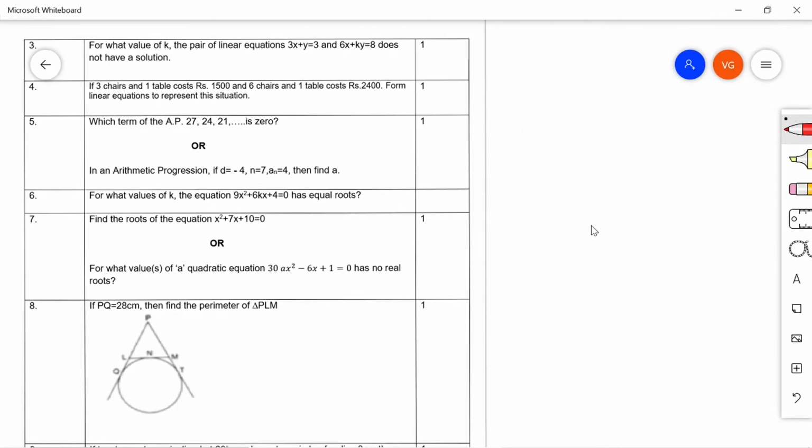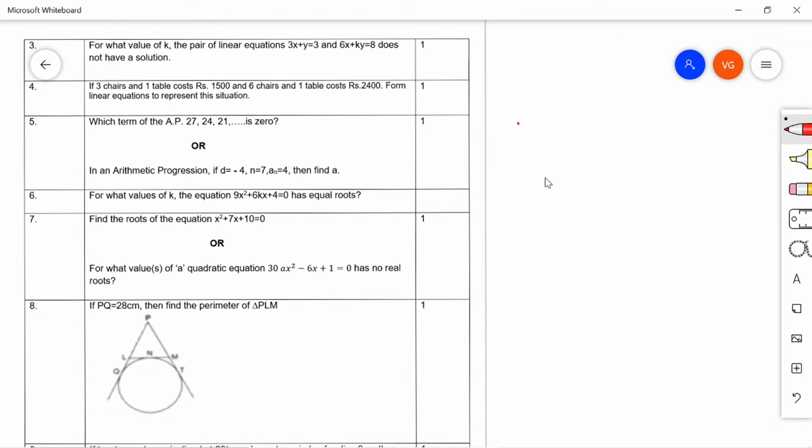Question number 4 is like this. If 3 chairs and 1 table cost 1500 and 6 chairs and 1 table cost 2400, form the linear equations to represent this situation. So simply they are asking you to write down the equation. No need even to solve. So this is very simple.